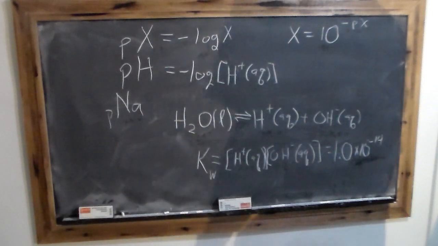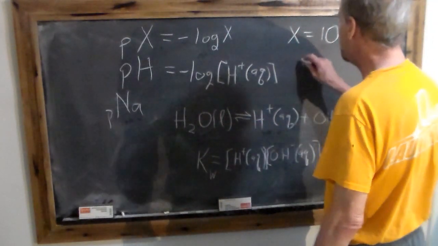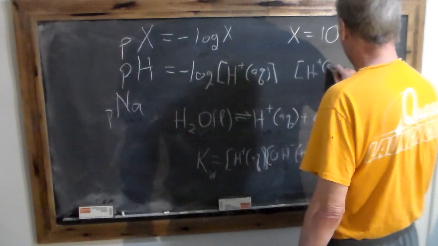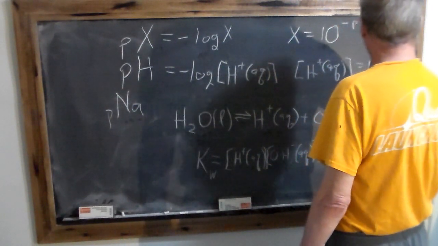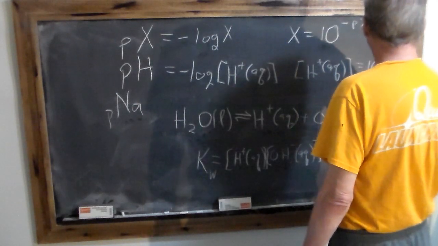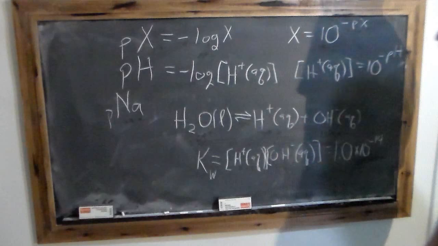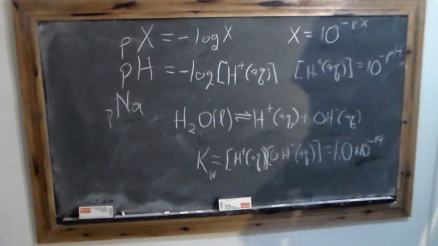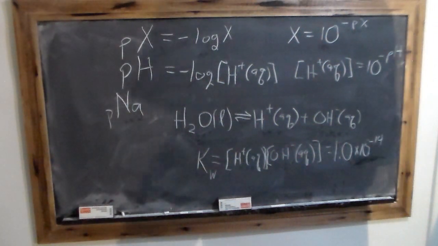Okay, that means that if we want our hydronium ion concentration, just take the anti-log of your pH. So I said that maybe p does stand for power. Maybe. What do I mean by that?